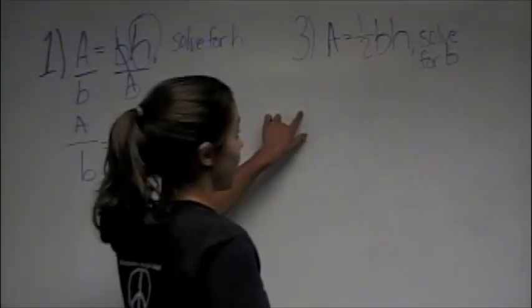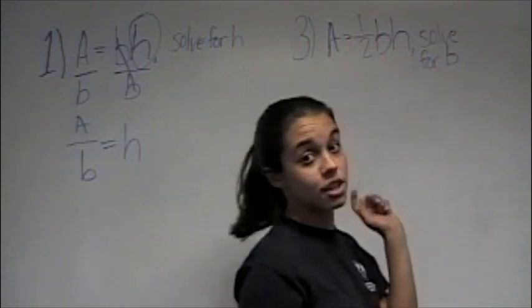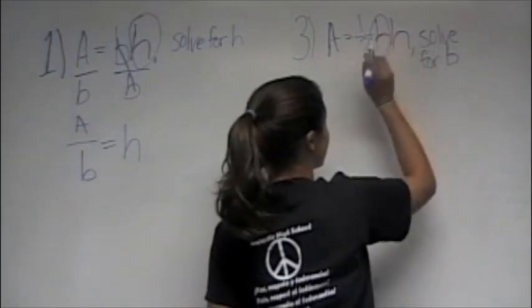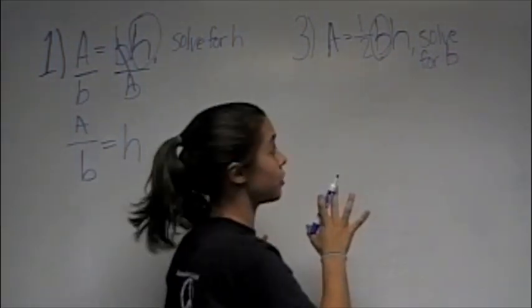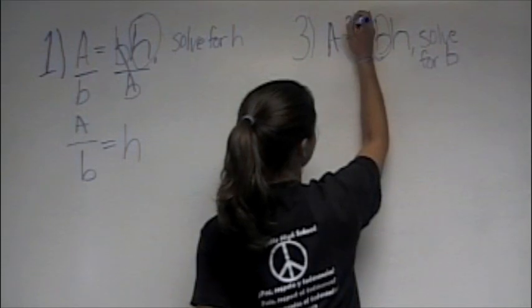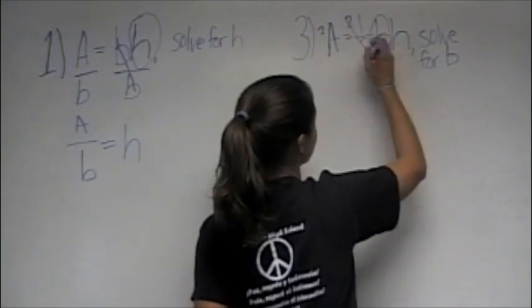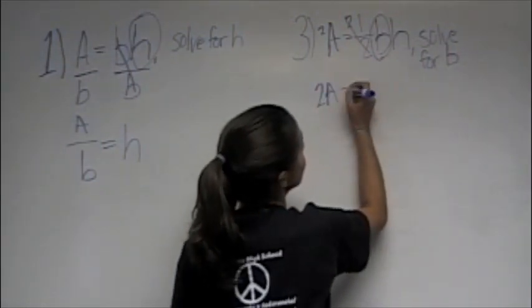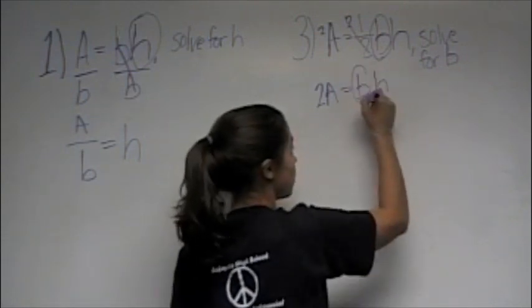Moving on to our next problem, we have A equals 1/2 times B times H. We want to solve for B, so we circle B. Now, we need to get rid of both the 1/2 and the H, but we want to get rid of our fraction first, so we multiply by our denominator to both sides. These twos cancel, then you have 2A equals BH. Don't forget to circle what you're solving for.